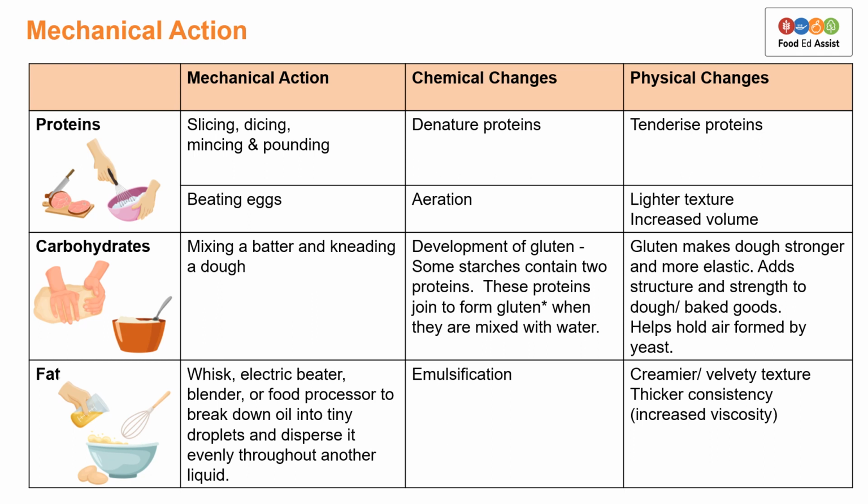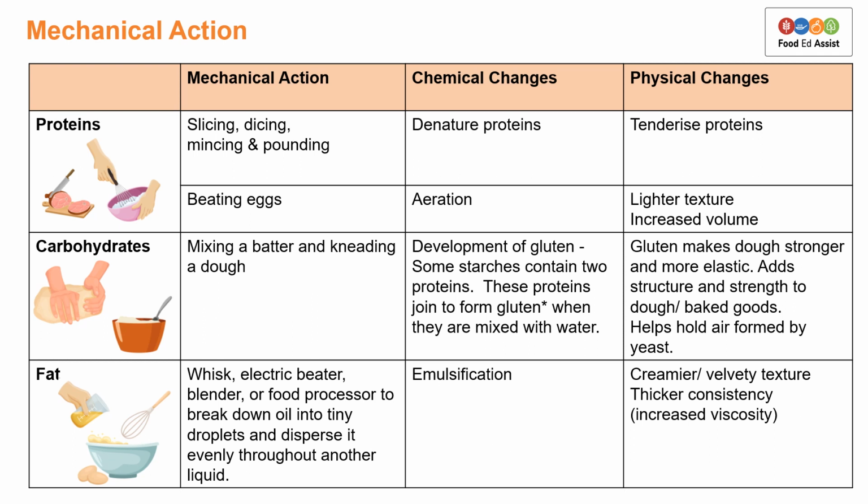Carbohydrates, like your flours and things, can be mixed into a batter, or you could knead a dough, and these are forms of mechanical action that can be used with carbohydrates. The chemical change that occurs with this is the development of gluten. And this is in many flours. In particular, wheat flour would be our most common. So wheat flour contains two proteins called glutenin and gliadin, and when you wet these proteins and manipulate them or use mechanical action, the two proteins begin joining together. The more you manipulate, the more the proteins join up. So that's the chemical change that happens.